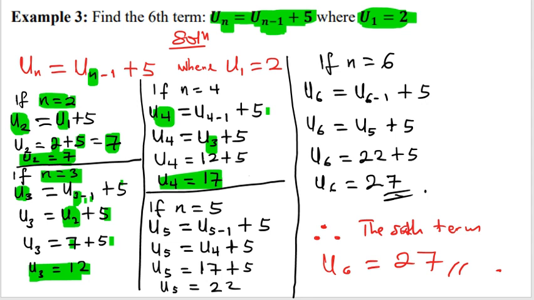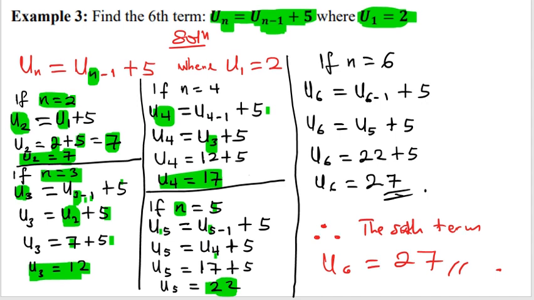Now we know u4 to be 17, so we can also find u5 by letting n be equal to 5. Therefore u5 is going to be, put 5 in the general formula, n is 5, so 5 minus 1 plus 5. Then we have u5 is equal to u of 5 minus 1, which is 4, plus 5. Then we have u4, which is 17. So 17 plus 5, which is 22.